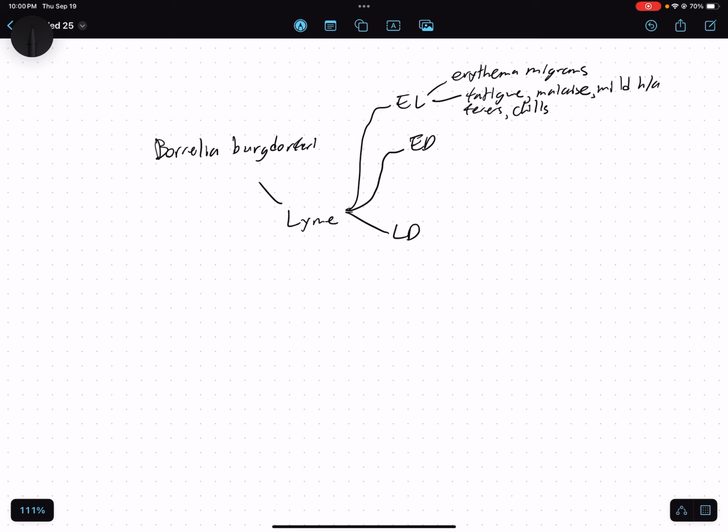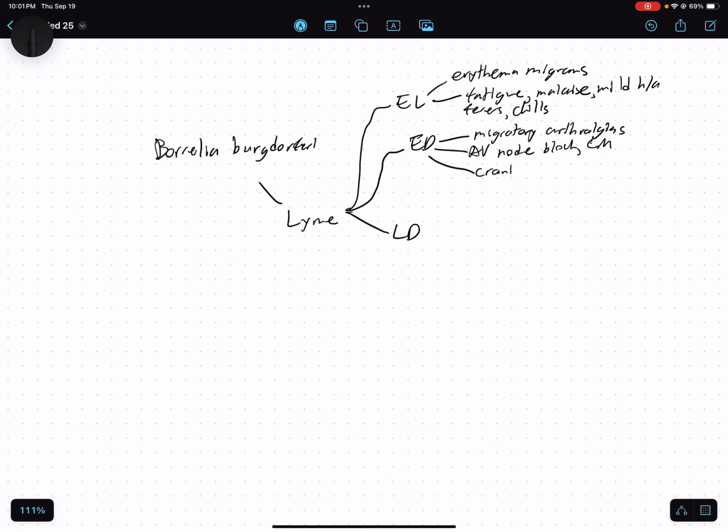Early disseminated is where you see the neurologic complications, and the timeline is first few weeks to several months. You're going to see more commonly migratory arthralgias. And you can more rarely see cardiac complications associated with Lyme, AV node block. You can also see mild pericarditis as well as cardiomyopathy.